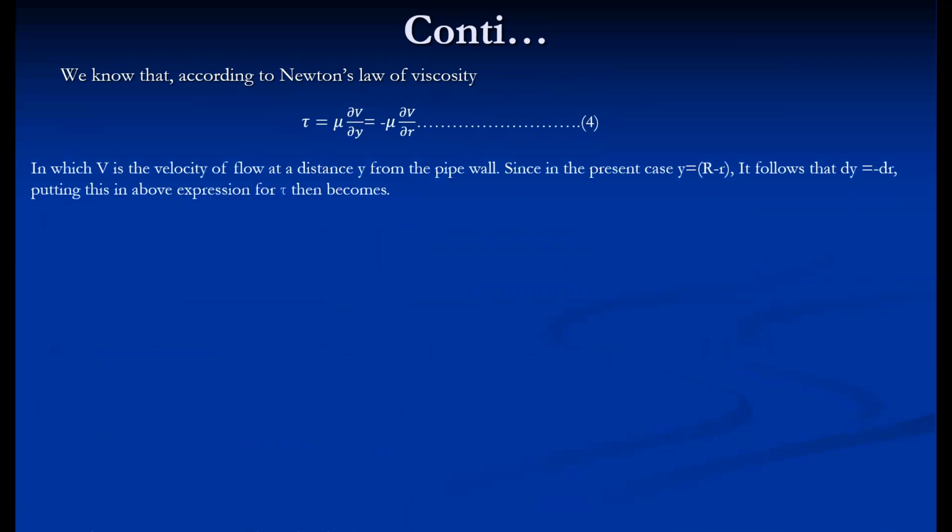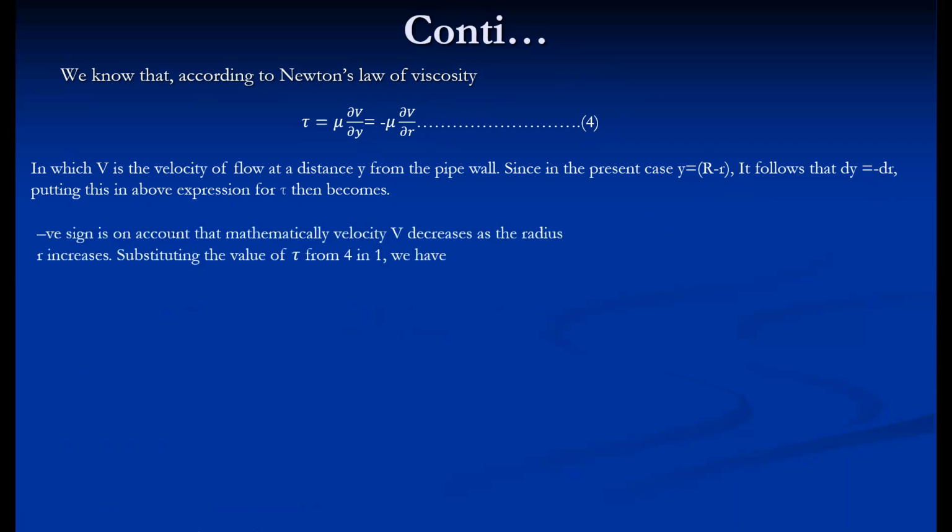So the same expression we can write in terms of R, because y is the distance measured from the wall. So y is equal to capital R minus small r. So dy is equal to minus dr. So instead of ∂y, if we put minus ∂r, the equation becomes this. So compare this equation with the derived equation in the previous slide.